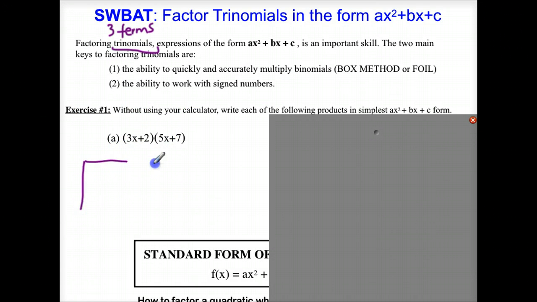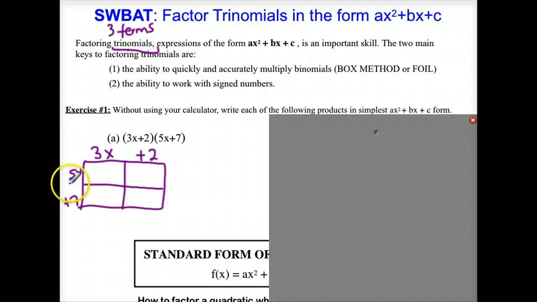So I'm going to use the box method, which we talked about earlier. I'm going to write 3x plus 2, and I'm keeping the signs, 5x plus 7. Then I want to fill in my boxes. Remember, 5x times 3x is 15x squared. 5x times 2 is 10x. 7 times 3x is 7 3's, 21x, and 7 times 2 is 14.